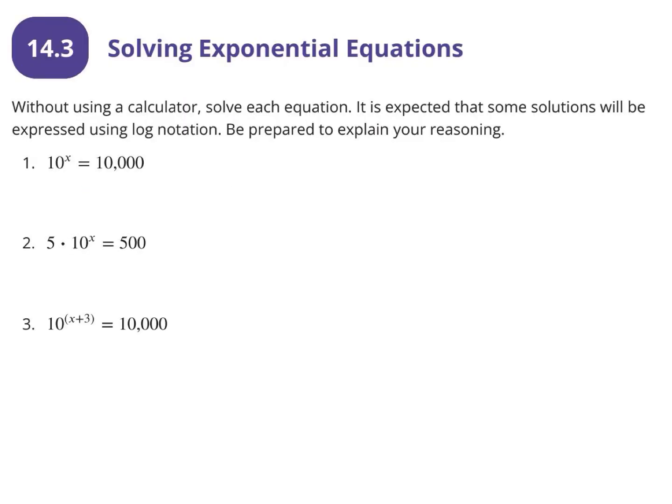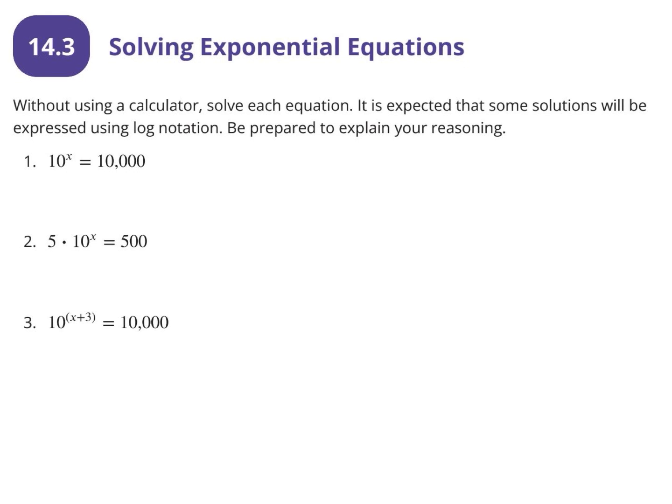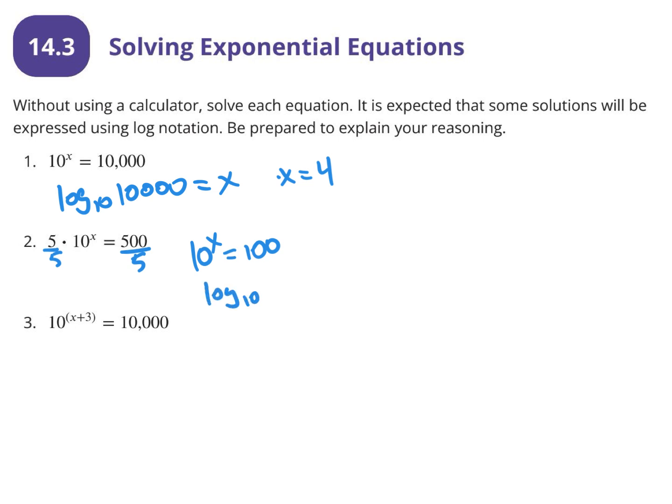Okay, without using the calculator, solve each equation. So log base 10 of 10,000 equals x. And what does x equal? All you got to do is count the zeros. So x equals 4. Now we're going to divide by 5 on both sides first because 5 is multiplying the 10. So get rid of that. 10 to the x equals 100. Log base 10 of 100 equals x, which equals 2. Just count the number of zeros.